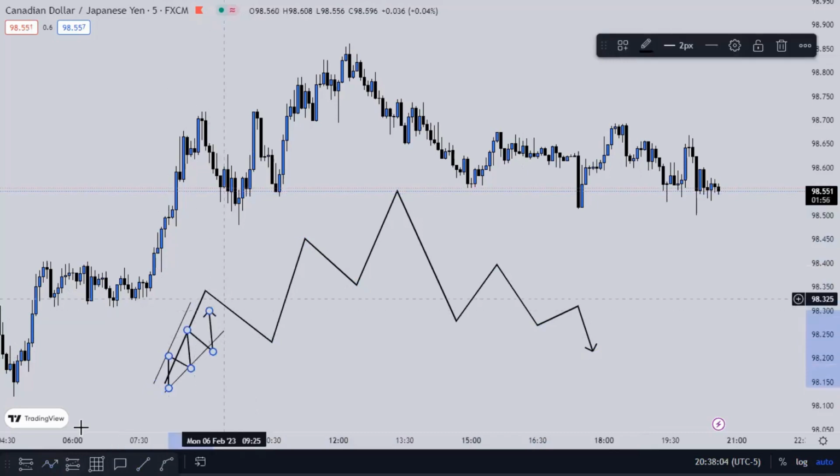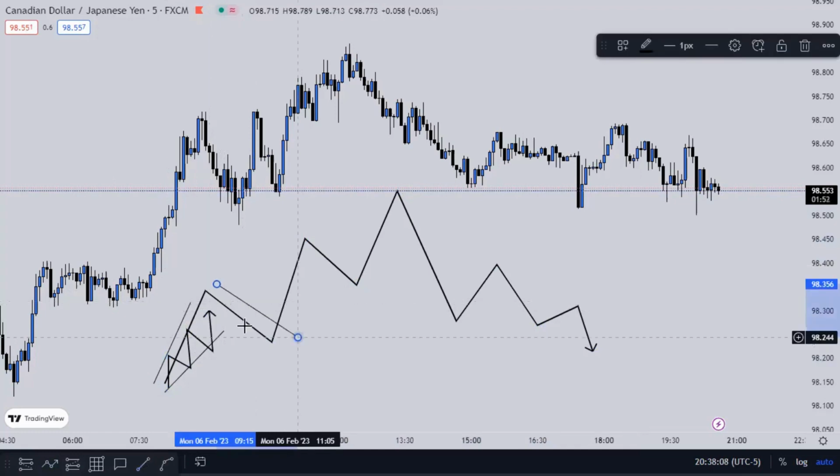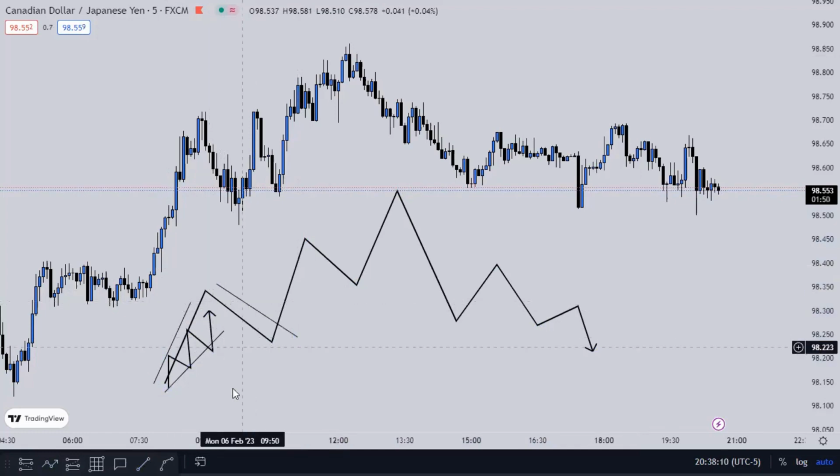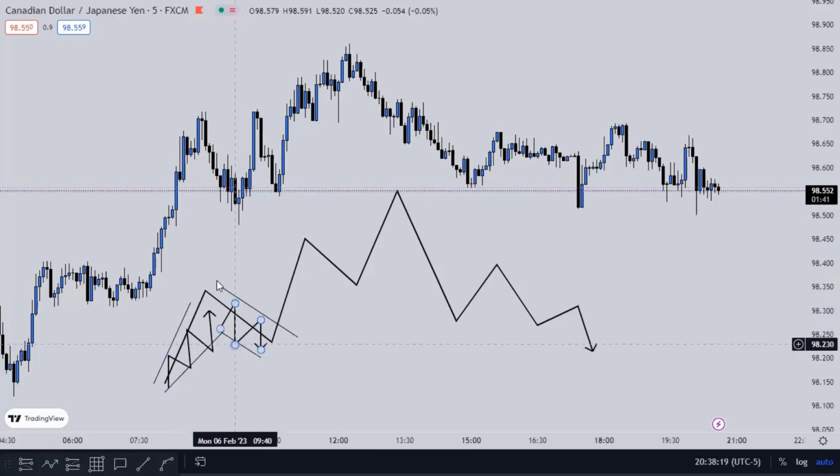Then we do the same inside this down move, this pullback here. We do the same thing here. I'm just saying if. So if we can get this price action inside these levels like this, that means all we have to do is draw these channels.